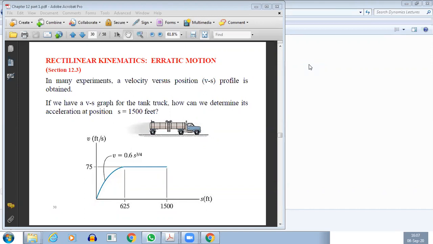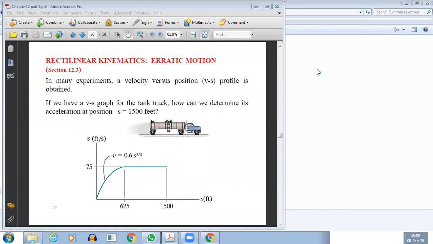We developed the 10 most important equations last time in our lecture, and we solved some problems. We are going to continue forward. Let's discuss the next topic: rectilinear kinematics, erratic motion. Now, erratic motion is basically what? Erratic motion is a kind of motion where the motion is not following a specific sequence. I mean, there is variation within the motion.